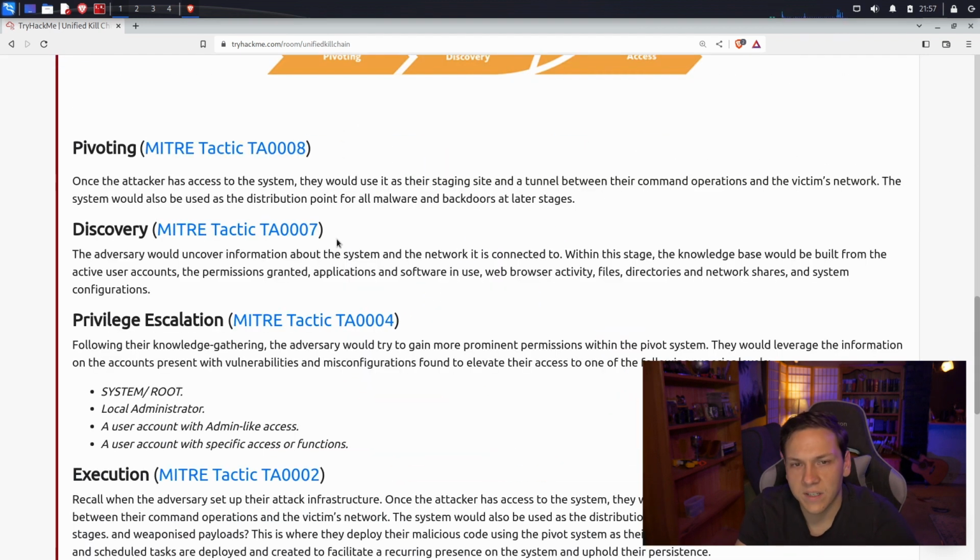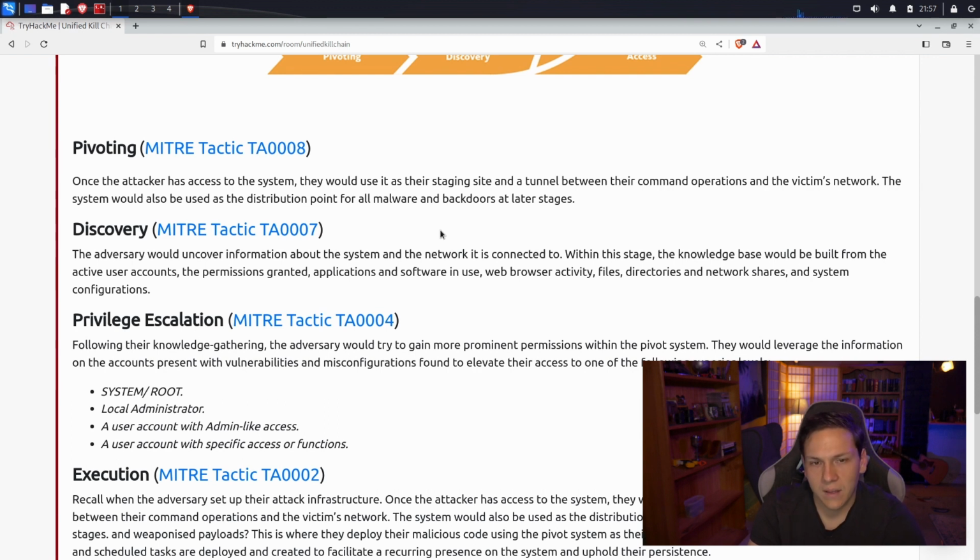Pivoting. Once the attacker has access to the system, they would use it as their staging site and a tunnel between their command operations and the victim's network. The system would also be used as the distribution point for all malware and backdoor at later stages.